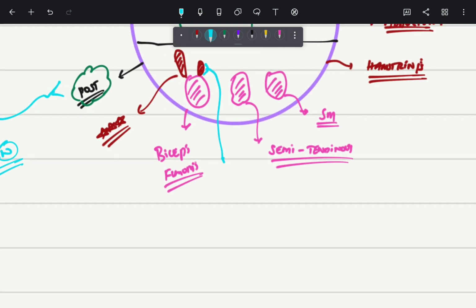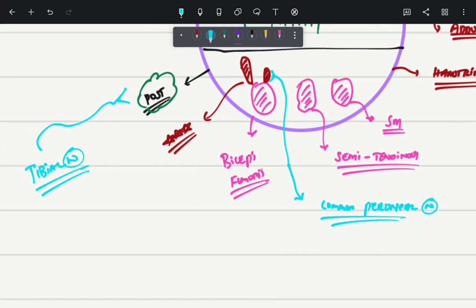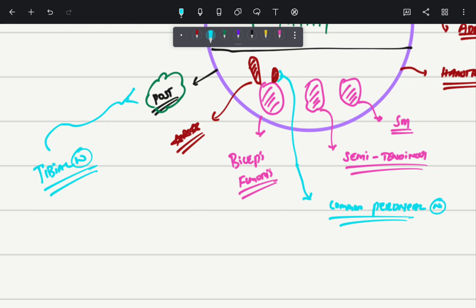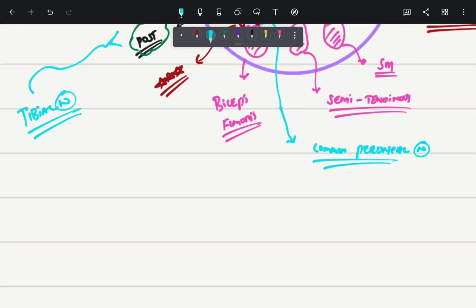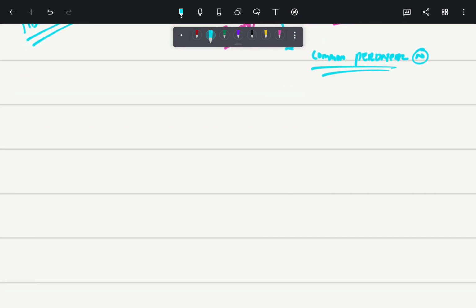Now the most important thing here is, as you can see, the short head is supplied by a completely different nerve, which is called your common peroneal nerve. So the only exception is that the biceps femoris long head is supplied by the tibial nerve, whereas the short head is supplied by your common peroneal nerve. Don't worry, I will summarize it in the end.